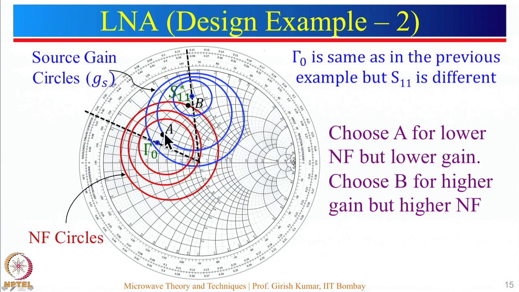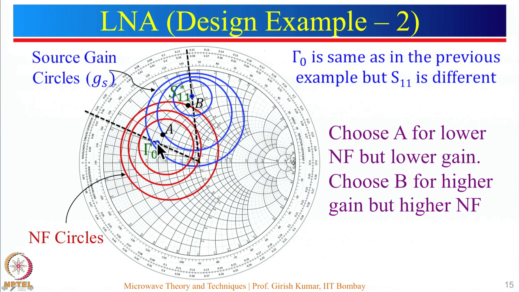So, that means this will give us very low noise figure, but then you can see that it will give relatively less gain. If we choose a point B, you can see that gain will be higher, but noise figure will be poor at this particular point over here. So, you can choose A for lower noise figure, but lower gain, choose B for higher gain, but higher noise figure. But I just want to mention here how to make a proper choice.